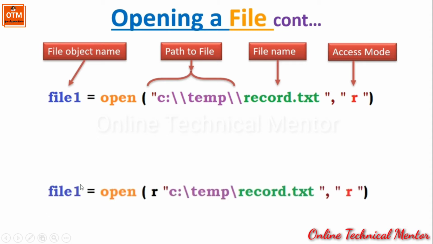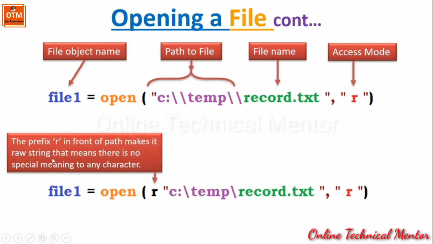Now if you want to write the same file name and the path name by using a single slash, there is a provision. Look, file object name equal to open, and within the parentheses the same file name along with the path is written, but this time I have written a single slash, and for that we require an extra R character in front of this double inverted comma. This R, the prefix R in front of the path, makes it a raw string, that means there is no special meaning to any character. So whenever we write an R in front of the path name, it will suppress all the special meaning within this path name and the file name. This time slash t and slash r will not be considered as any escape sequence, it is simply a string.